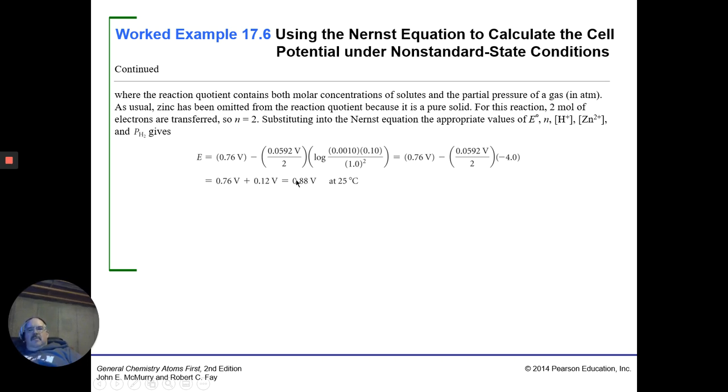Since this is more positive than our standard potential, this tells us that this has a greater tendency to occur than under standard conditions. Well, that should make sense. We've got very little product and a lot of reactant here.